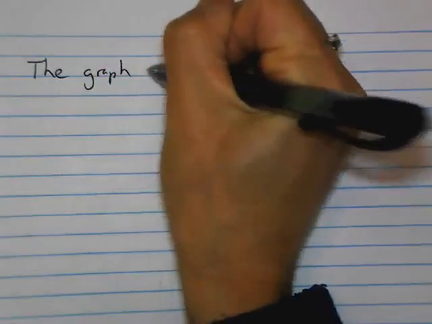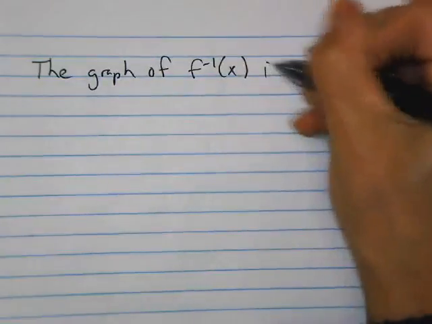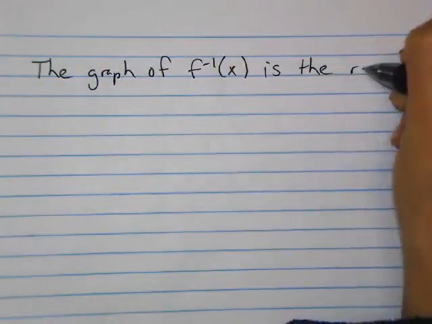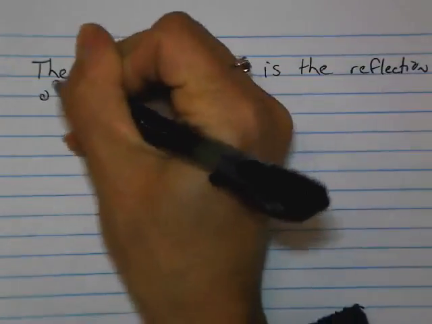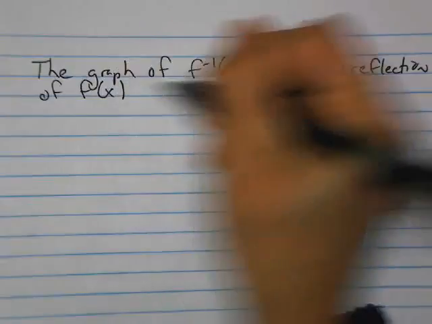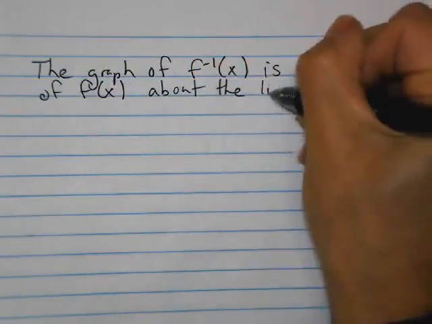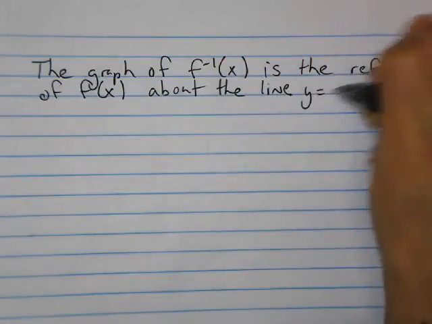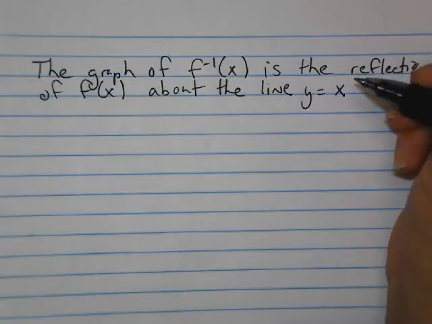The graph of the inverse function is the reflection of the function about the line y equals x. So if you think back to geometry, these are why we did those reflections about the line y is equal to x.